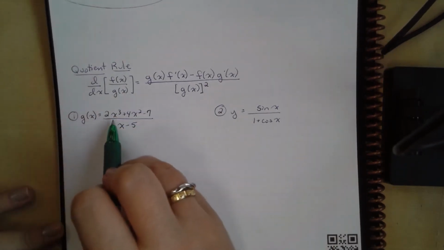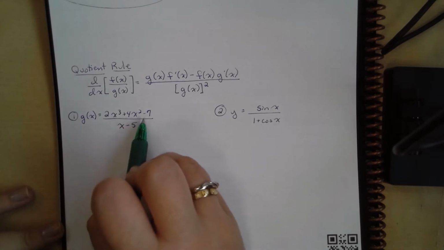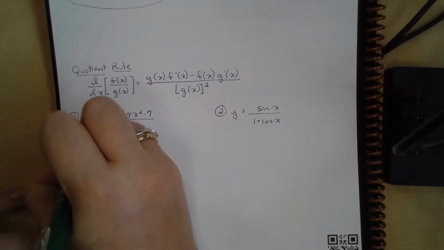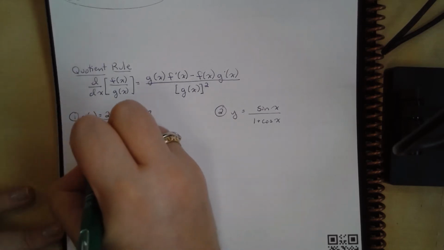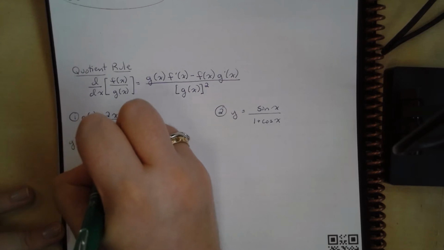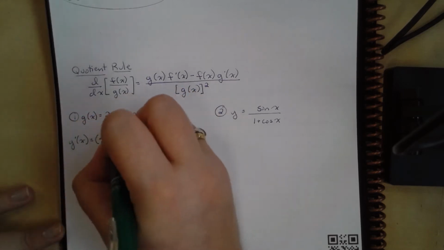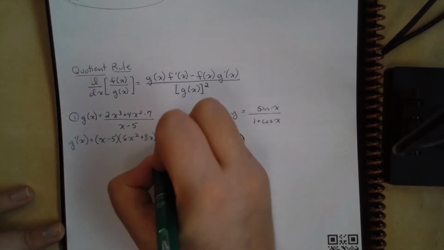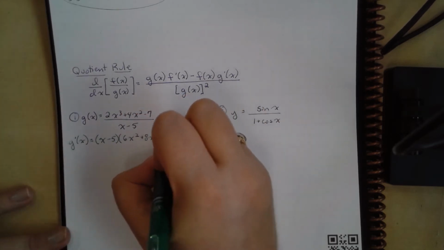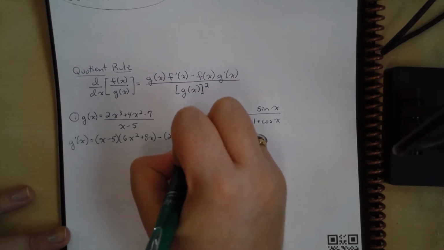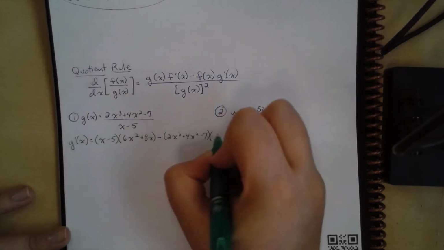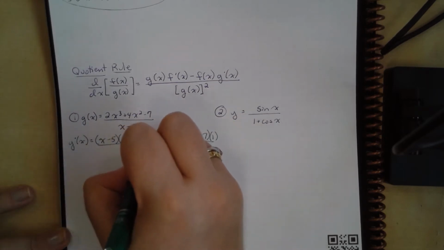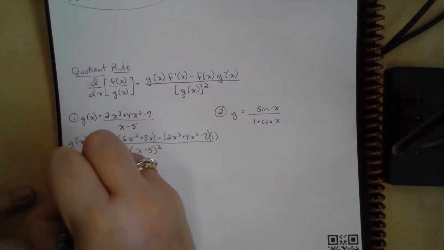g of x is equal to 2x cubed plus 4x squared minus 7 over x minus 5. So g prime of x is going to be equal to the top, or the bottom, excuse me, x minus 5 times the derivative of the top. We're going to have 6x squared plus 8x minus the top, 2x cubed plus 4x squared minus 7, times the derivative of the bottom, in this case just 1, all over the bottom, x minus 5 squared.